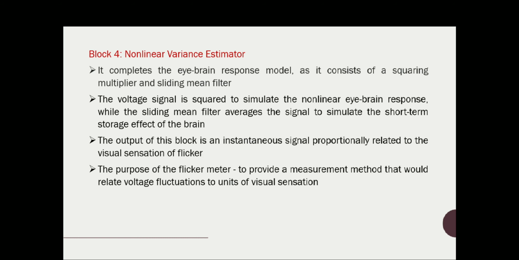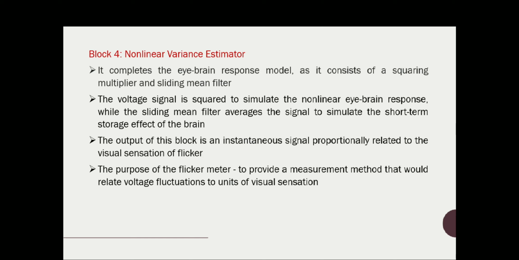And block 4 is a nonlinear variance estimator. It completes the eye-brain response model as it consists of a squaring multiplier and a sliding mean filter. So the voltage signal is squared to simulate the nonlinear eye-brain response, while the sliding mean filter averages the signal to simulate the short-term storage effect of the brain.